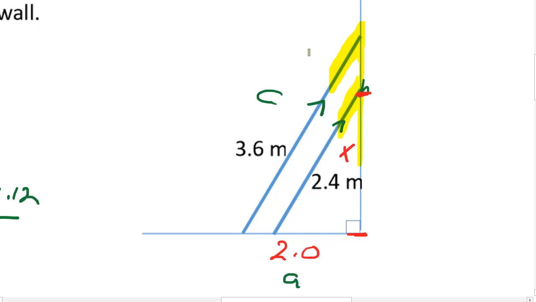We know, because of properties of a parallel line cut by a transversal, that these two angles are equal. And we can state the same thing down at the ground. We have another F pattern. So we can also state that this angle right here is equal to this angle right here. Now we can see that all three angles in the large triangle are equal to all three angles in the small triangle. And that means the two triangles must be similar.